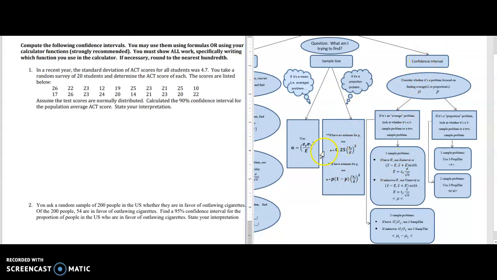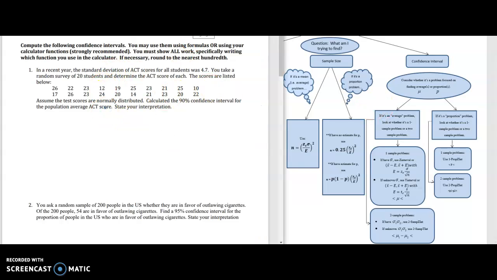Okay, and then below here, it kind of broke down all the different options of what you're going to be looking at. So let's look at this first problem here on the left. It says in a recent year, the standard deviation of ACT scores for all students. Okay, so that is important. Right here, the fact that we are looking at a standard deviation for all students. That word all there is very, very important.